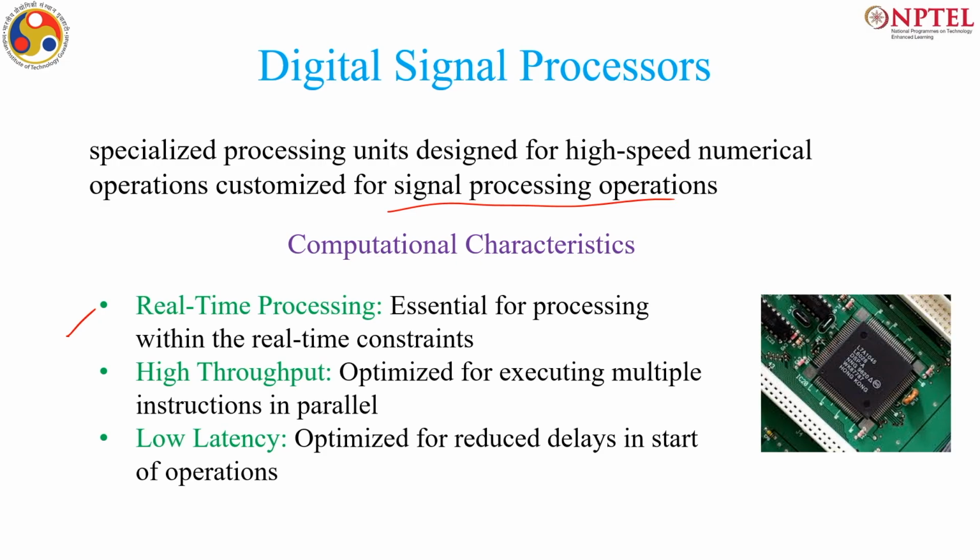Or say you are clicking a photo of a bird which is sitting, and the moment the capture is done, the bird has flown away, so your purpose is gone. Then high throughput, that means it should execute the maximum number of instructions, in parallel wherever possible. And low latency. Latency is basically the difference in time between when you give the command to do something and when it actually starts doing it.